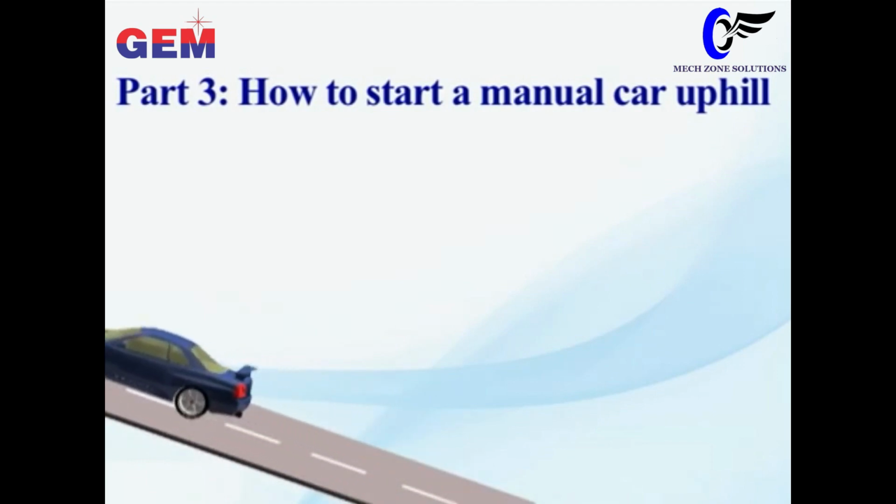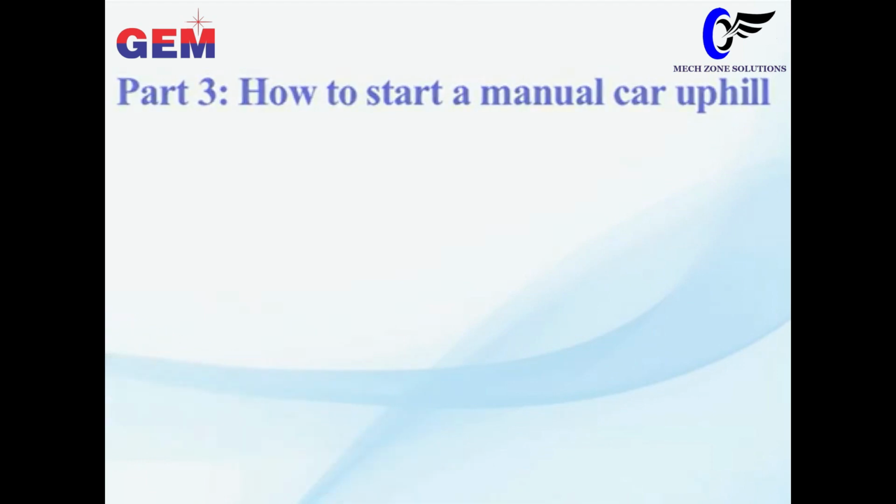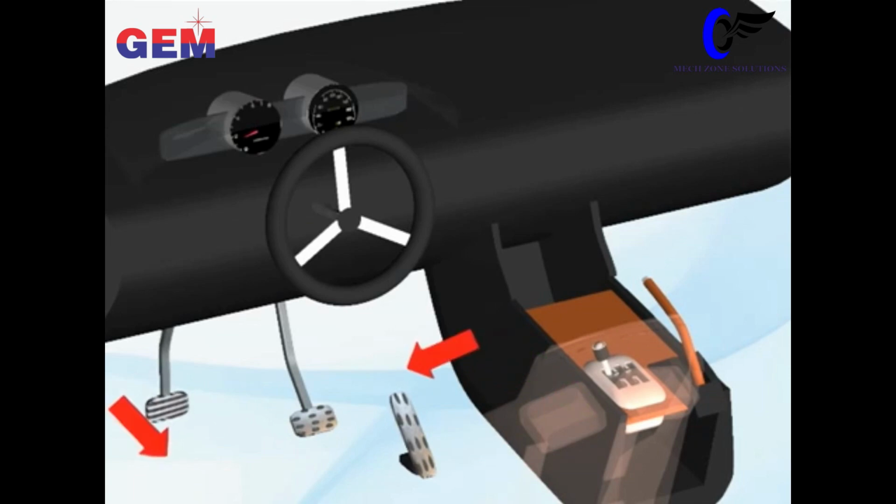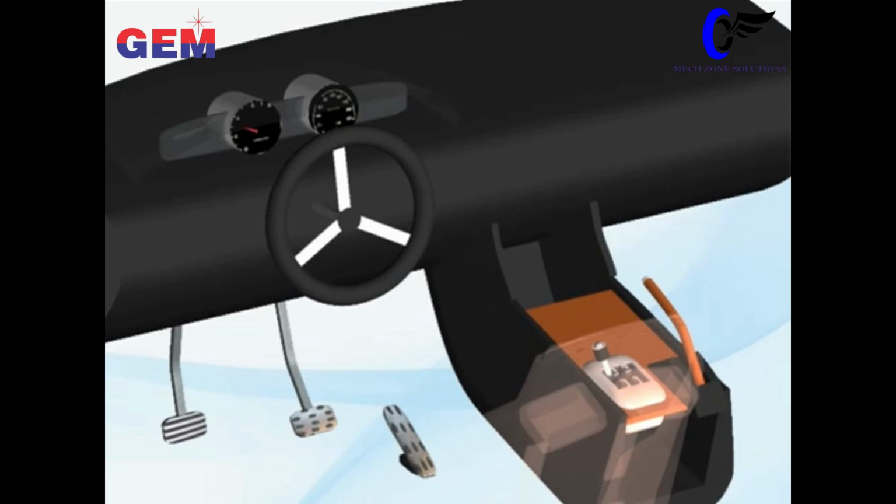In this part, you will learn how to start a manual car uphill. Be sure the handbrake is engaged. Then start the car. Press down the clutch pedal. Put the shift stick into first gear. Press down the gas pedal. Release the clutch pedal slowly, and watch the tachometer at the same time.